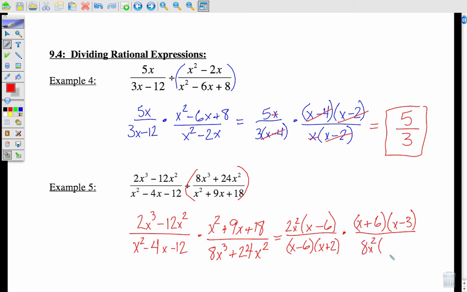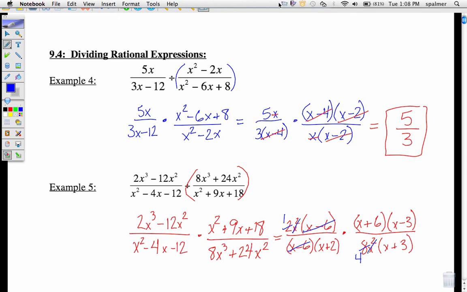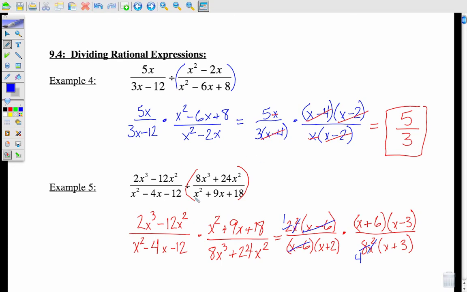It's got to be a minus 6 and a plus 2. Times, top over here is going to factor into 6 and 3, x plus 6 and an x minus 3. And then on the bottom, I'm going to take out an 8x squared. So what's left is going to be an x plus 3. Start looking for things to cross out, like this x minus 6 and this x minus 6. This 8, this 2 can cancel out to be 4 and 1. This x squared and this x squared can cancel out because they are across from each other.